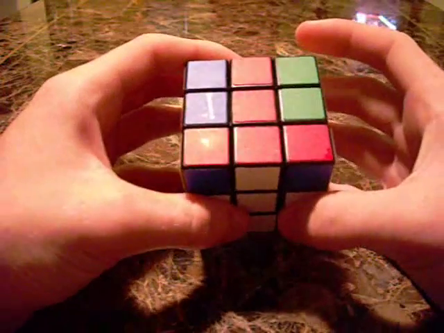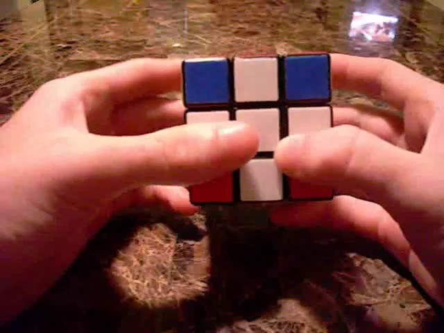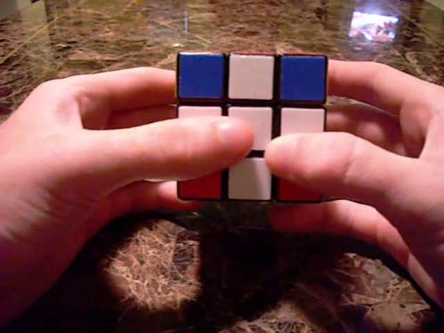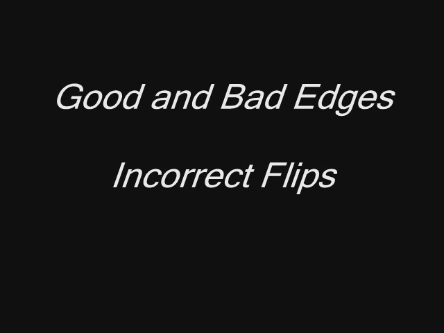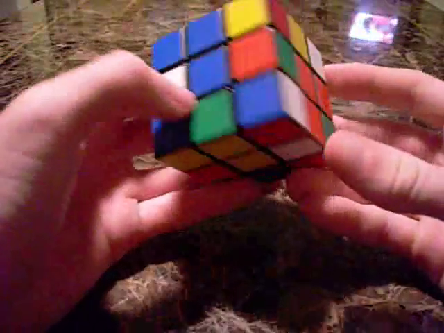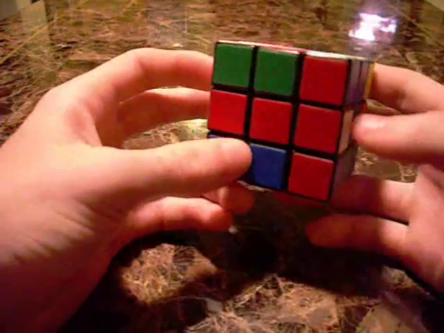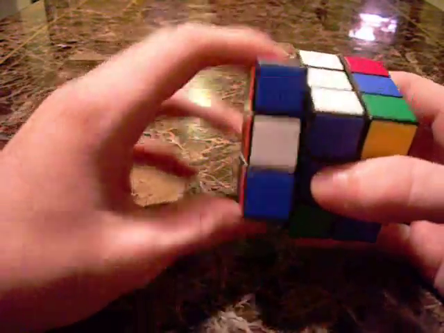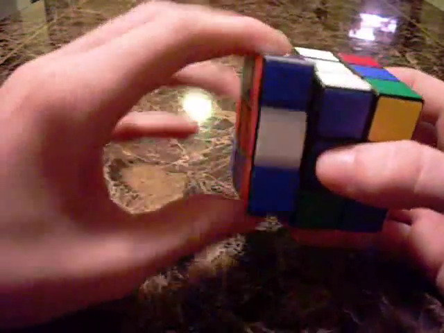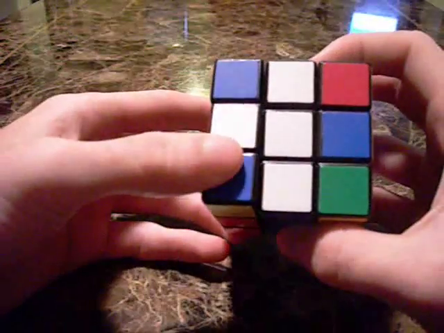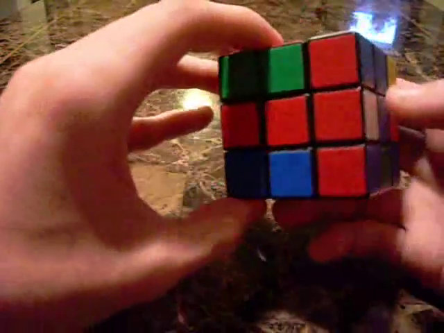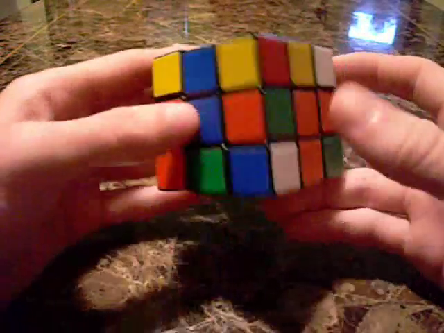And I'm going to go over some different cases now that can occur when you're trying to solve the cross. Okay, so there's what we call good edges and bad edges when you're trying to solve the cross. This is a good edge because all it takes is one move to move it into the cross position. So it's just right here, and you just move it like that.